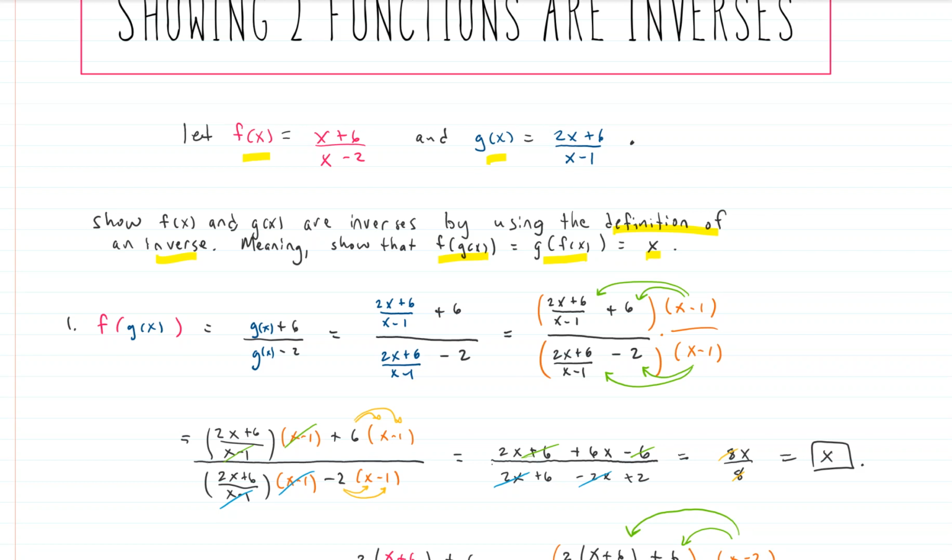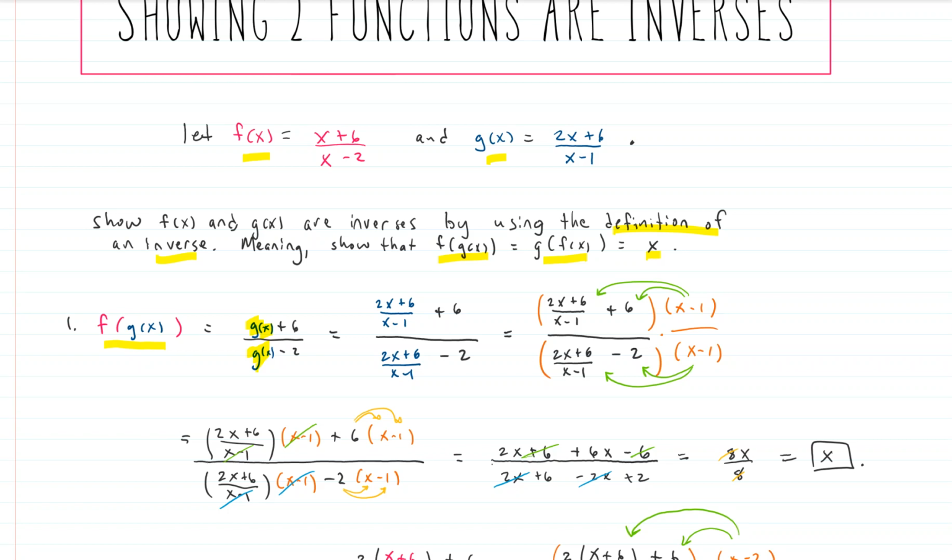So the first one we're doing is f of g. So we're plugging g into f. Remember, f is up here, x plus 6 in the top and x minus 2 in the bottom. So instead of having x, we're going to put g in for an input. And you can see that's what I do. So I have g plus 6 in the top and g minus 2 in the bottom.